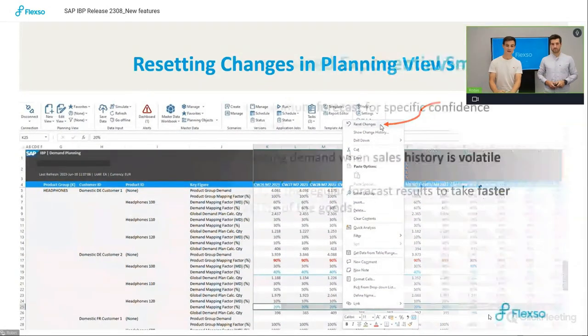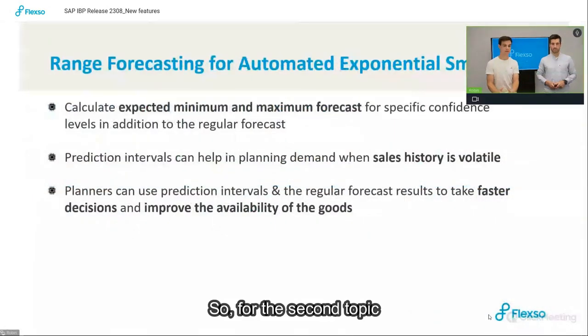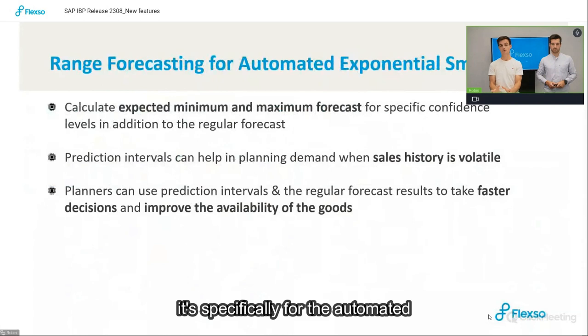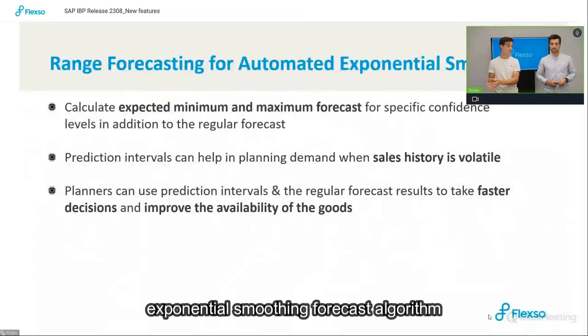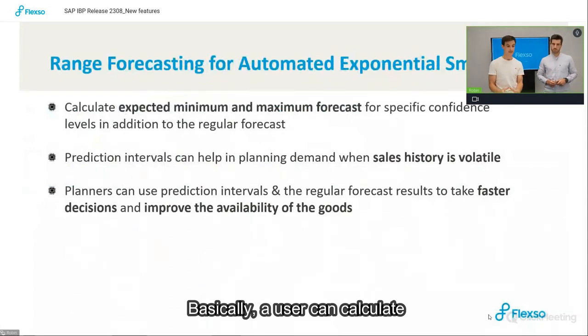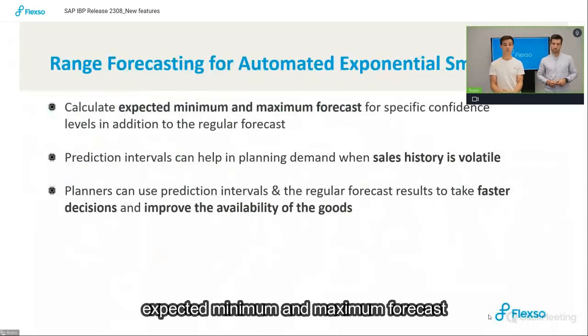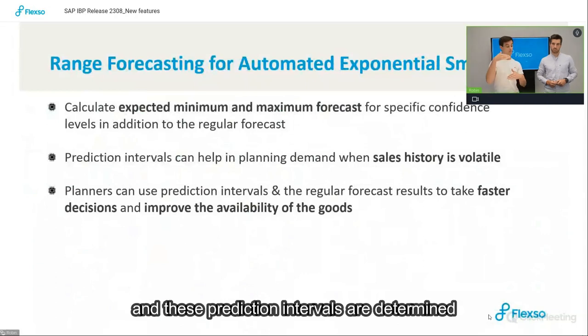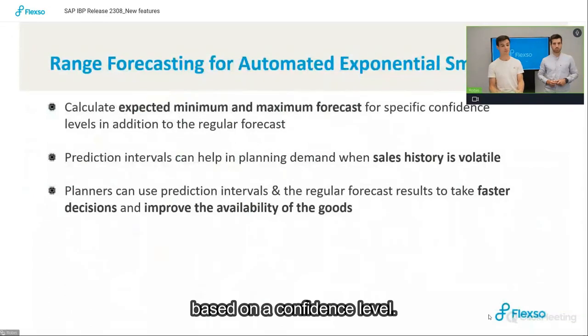Thank you. So for the second topic, specifically for the automated exponential smoothing forecast algorithm, SAP provides something called ranged forecasting. Basically, a user can calculate expected minimum and maximum forecast, and these prediction intervals are determined based on a confidence level.